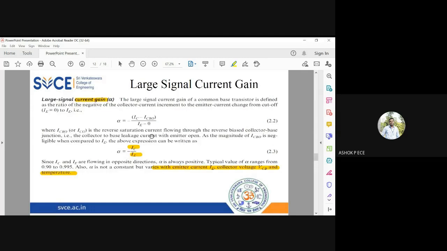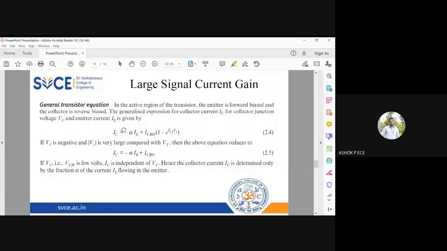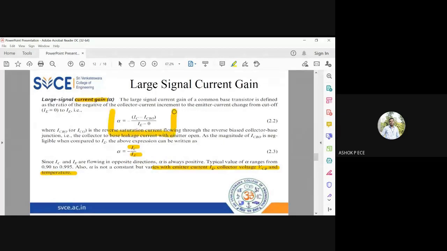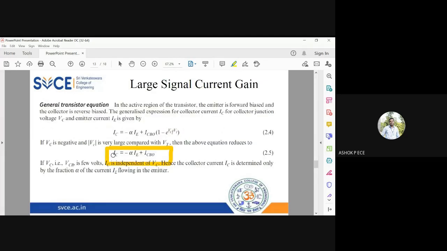So if you cross multiply this equation, you will get this equation: IC is equal to minus alpha into IE plus ICB0. This is the equation you get when you rearrange. So when you cross multiply and write what is IC, take this minus sign to the other side, multiply with IE, then add this ICB0, and you will get IC is equal to minus alpha into IE plus ICB0. Okay, this is the collector current which is going to flow in the BJT.